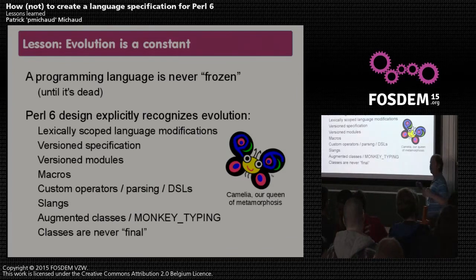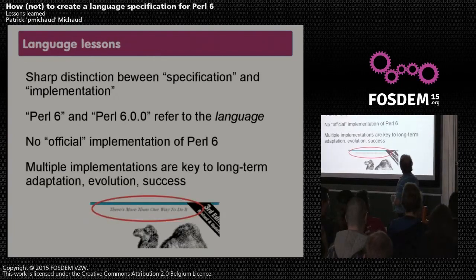Classes in Perl 6 are never finalized. Well, actually, the application is allowed to, but a class cannot say, I'm final and no inheritance, no things like that. There's not a way to do that in Perl 6. Again, explicitly recognizing that what we might think of as being the final word today may not be that way in the future. So evolution is a constant part of languages, and your specification needs to be able to accept that.